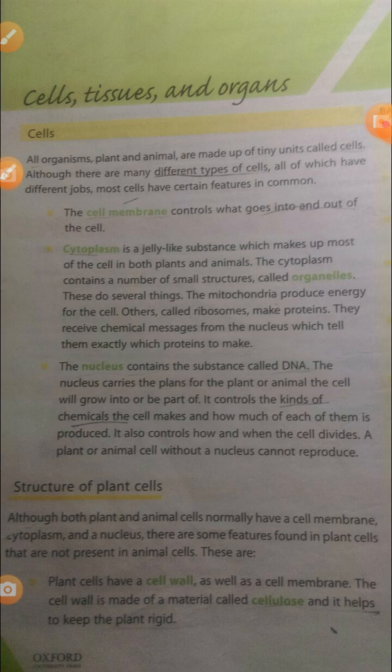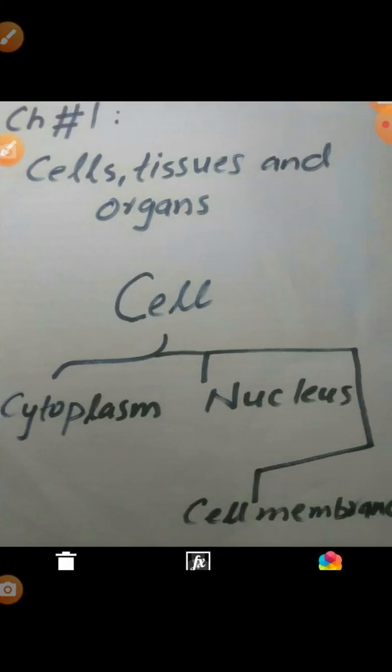Our first topic of our first chapter, cells, tissues and organs, is cells. As you all know, all organisms, plants and animals, are made up of tiny units called cells. And there are many different types of cells also. Most cells have some common features. What are these? These are cytoplasm, nucleus and cell membrane.